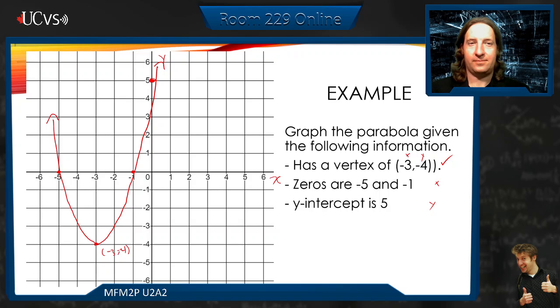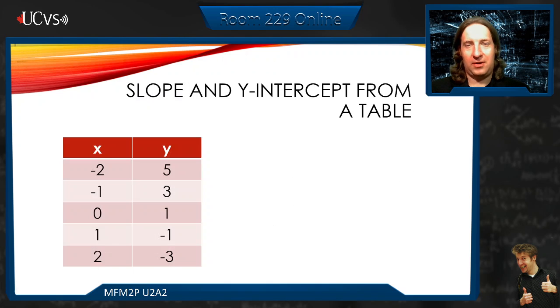Okay, now that's all I want to talk about for parabolas, but there is something that I noticed I missed in the other lessons. And that's how do you go from a table of values and get slope instead of from a graph. From a graph we can do rise over run, but I never actually talked about how to do it from a table of values. How do you get slope and y-intercept from a table of values?